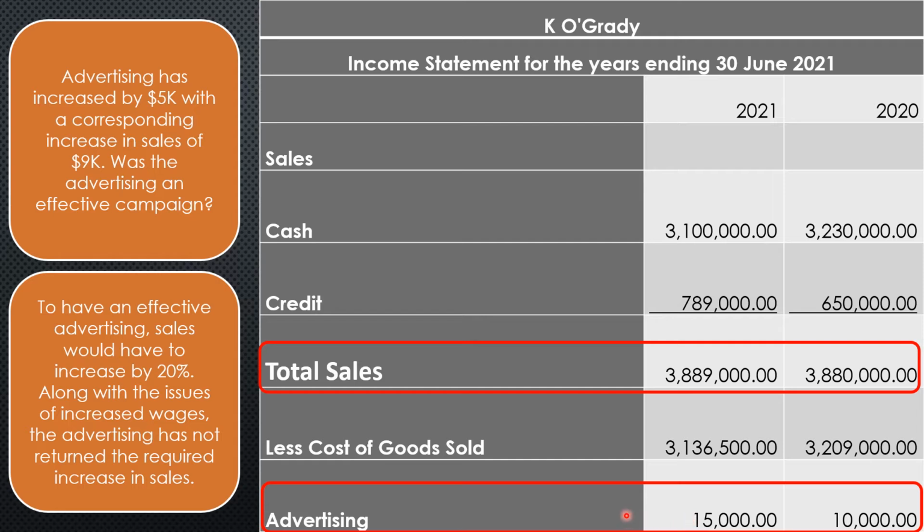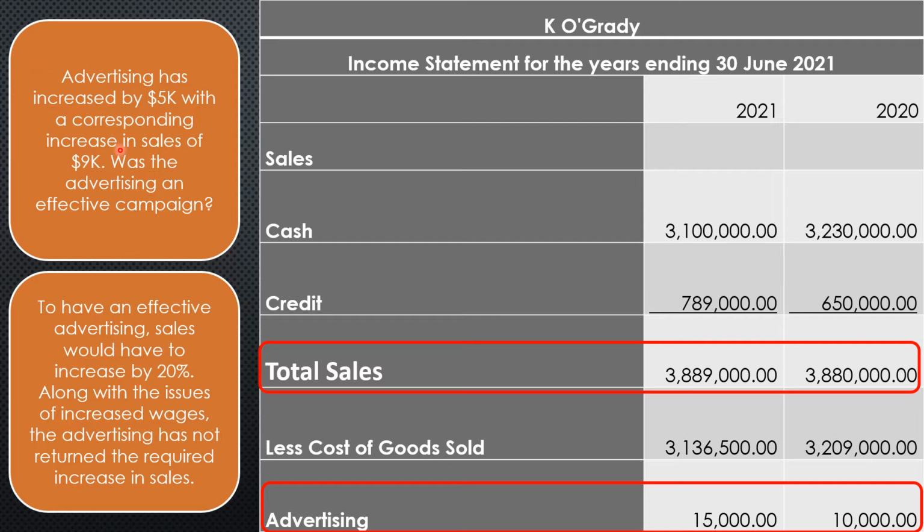So what we've got to analyze as an accountant is whether that $5,000 increase in advertising has given rise to a 20% increase in sales, because that is the rule of thumb that all financial accountants look at to see whether an advertising campaign is successful or not. So what you will write in your exam, if this is a relationship that has actually occurred or a trend that has actually occurred, you would say that advertising has increased by $5,000. That is the trend, with a corresponding increase in sales of $9,000 as well. And again, the increase in the sales is a trend as well.